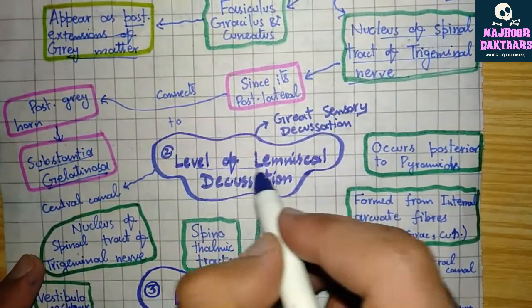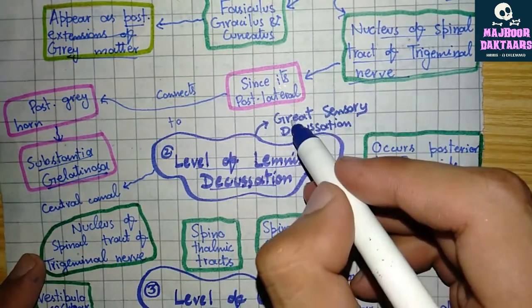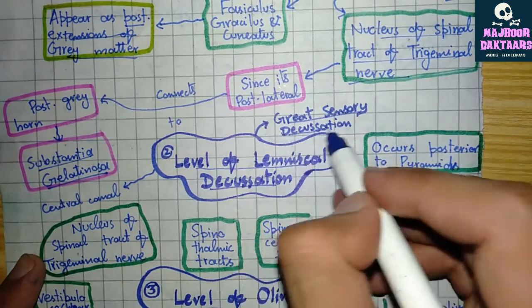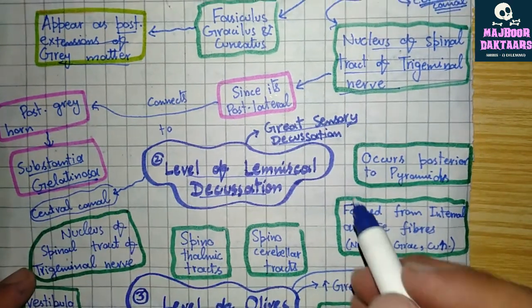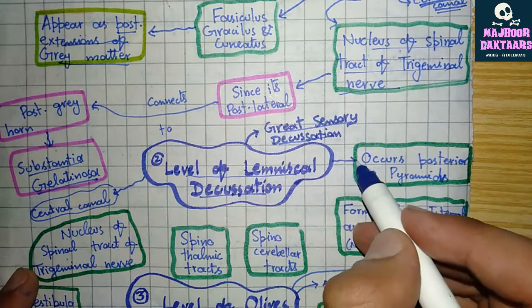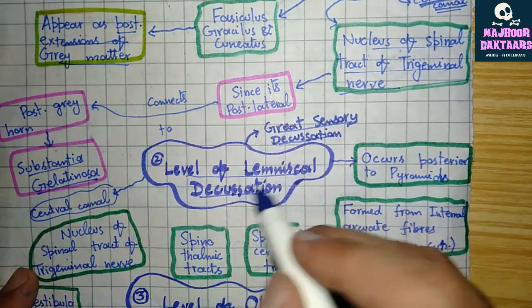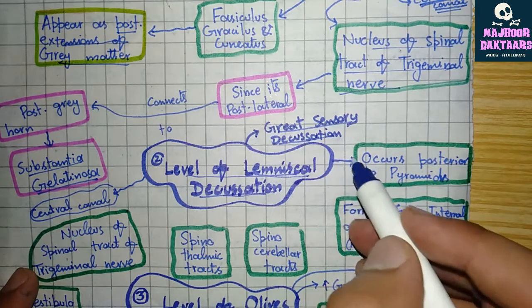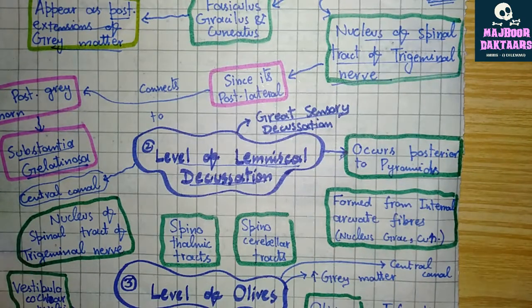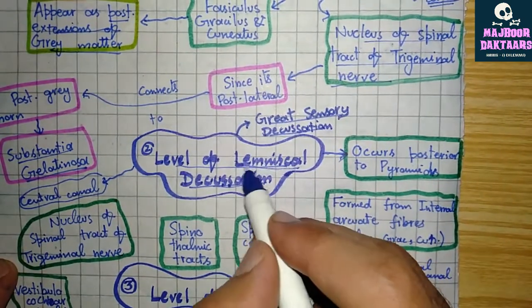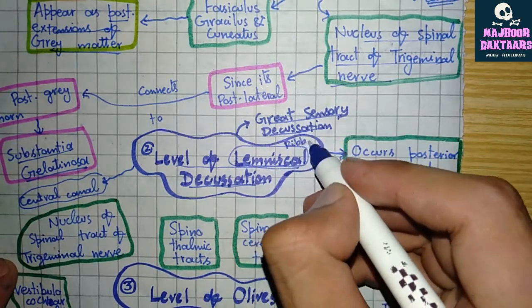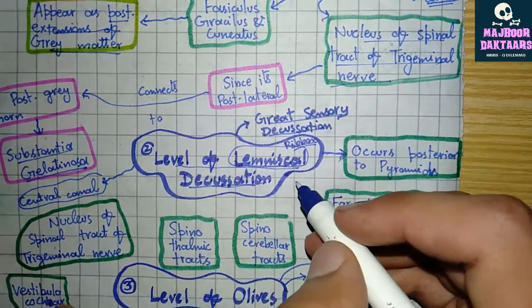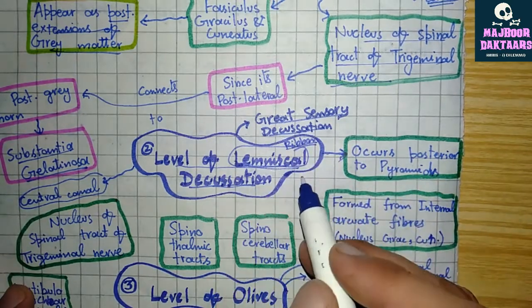Now, talking about the second level, that is the level of lemniscal decussation. We call this the level of great sensory decussation. Now, this level also contains the central canal, and the decussation of the lemniscus occurs posterior to the pyramids. Now, what is a lemniscus? Lemniscus is a Greek word meaning ribbon. So, it is a bundle of nerve fibers in the form of a ribbon.